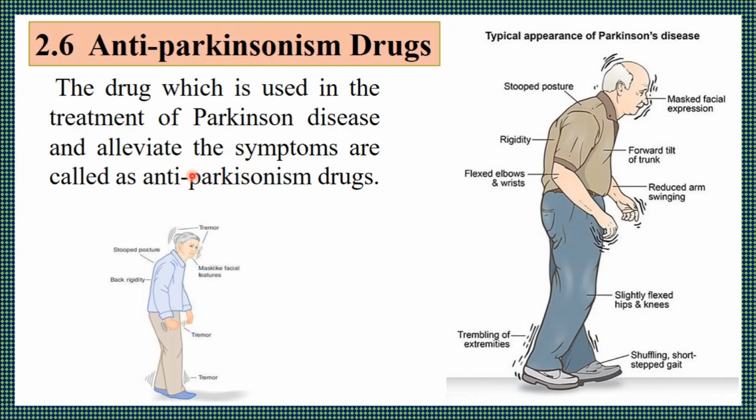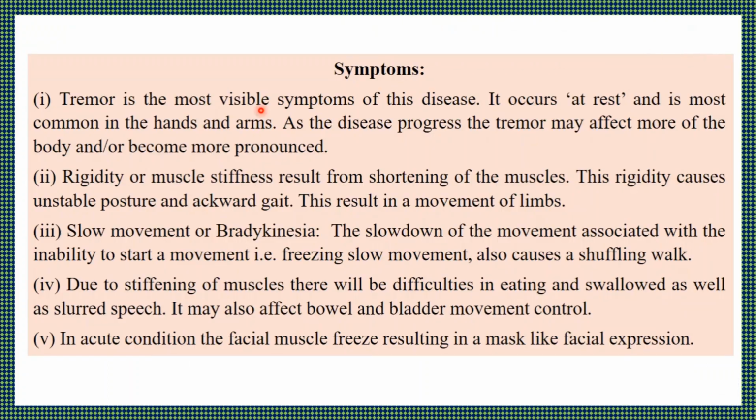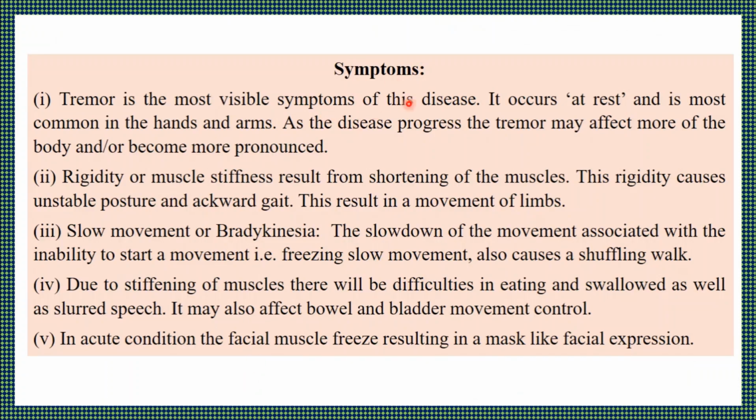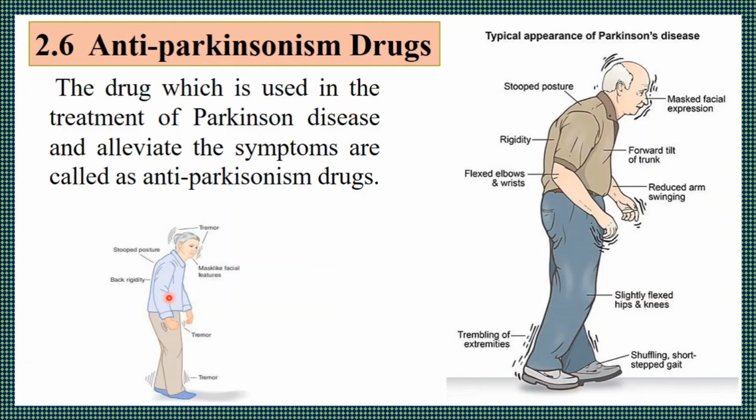And then next slide, you see the symptoms of Parkinson. The first symptom is tremor, the most visible symptom of this disease. Tremors occur in your head, limbs, and legs, and it occurs at rest. It is most common in hands and arms.